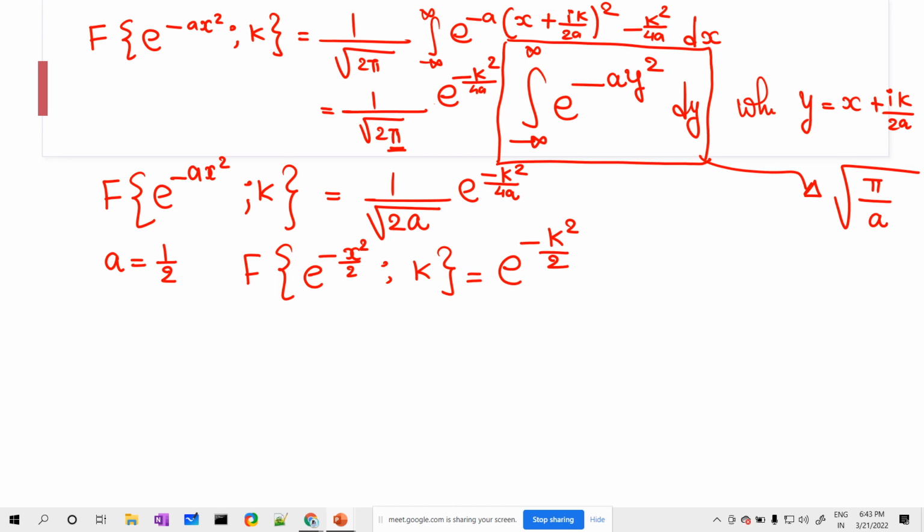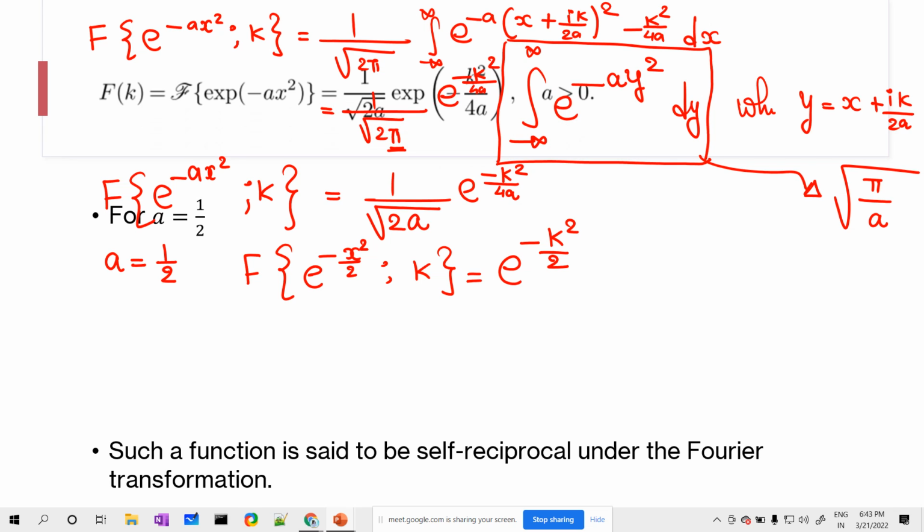So whenever this is the formula that I'll write, if I consider a equal to this, such a function is called self-reciprocal under the Fourier transformation. Means if I apply the Fourier, I get the same thing. If I take a reciprocal, I get the same thing. The only thing that changes is nothing but the variable, right? So please note down the formula. Proof I will give while sharing the slide.